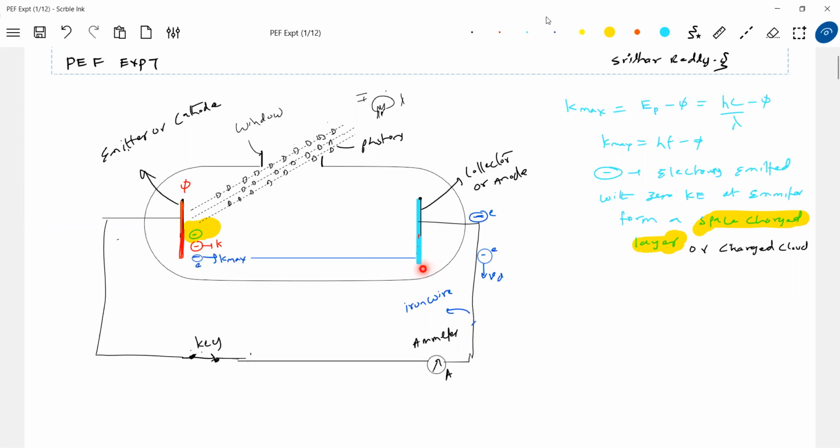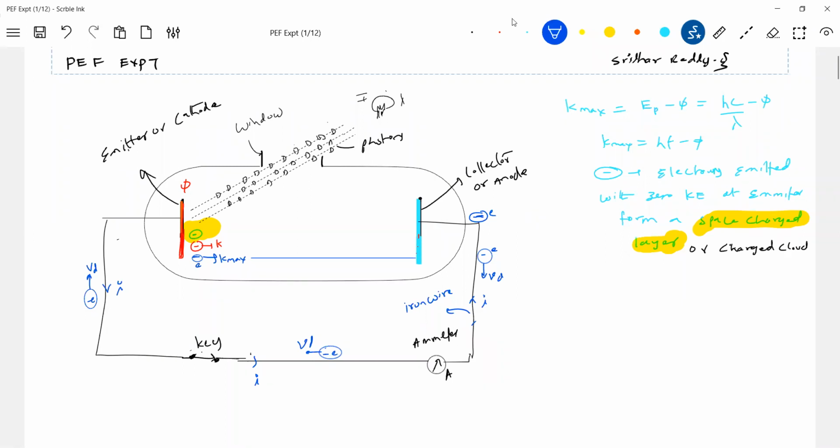The moment it collides here, the anode will retard its kinetic energy, and because of the potential difference, it will start moving. So like this the electron will propagate here. This will be the flow of electrons. Opposite to the flow of electrons, a current should be there, and this is called the photo current or photoelectric current. Okay, let's go for the plotting of the graph. So let me plot the graph here.